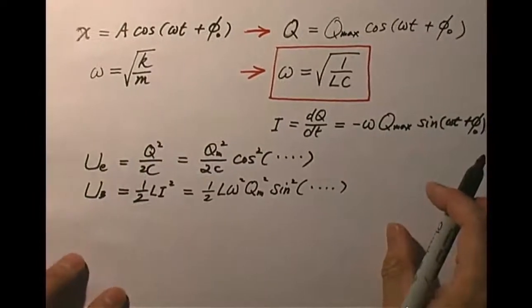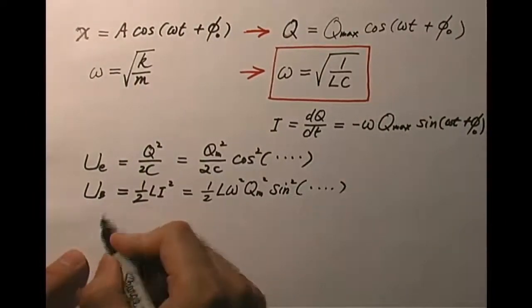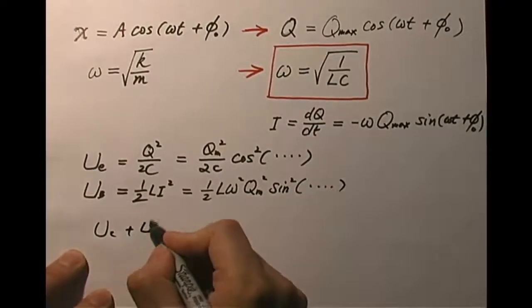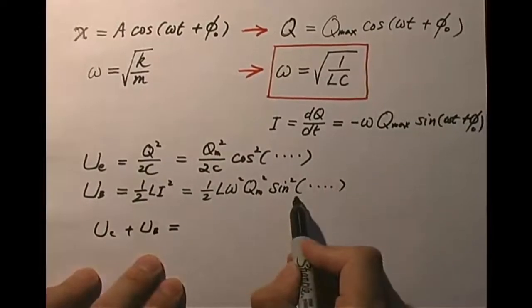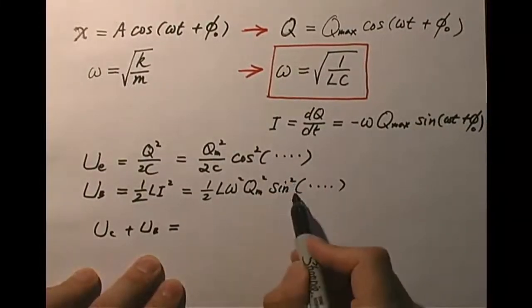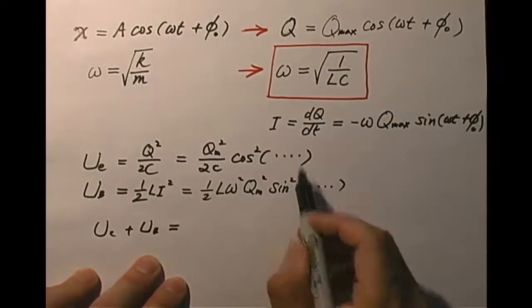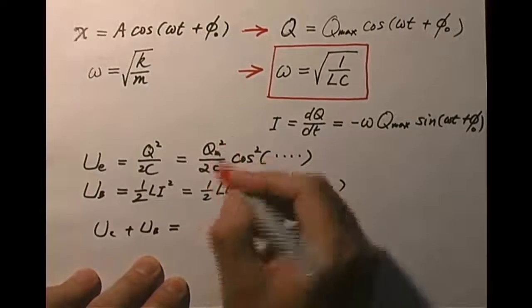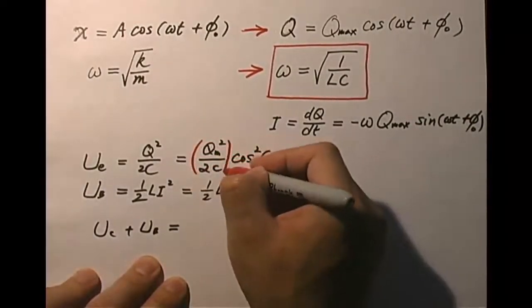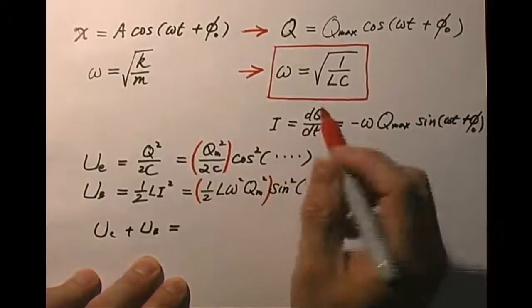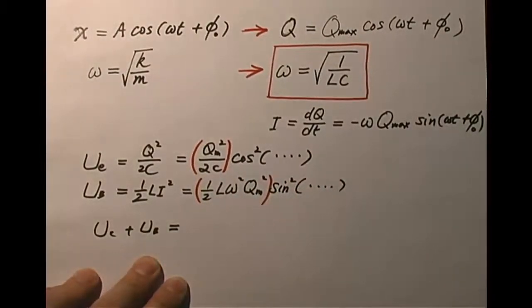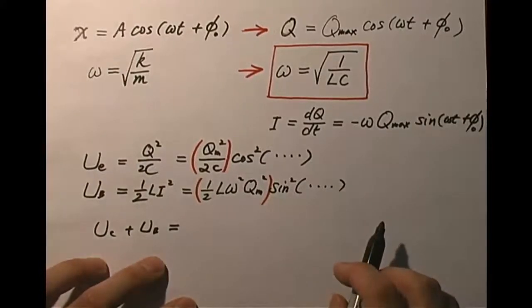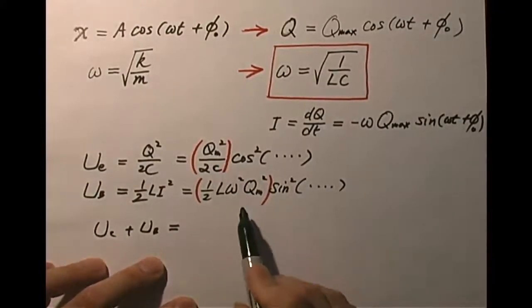Now, let me add them together. Total energy is U_E plus U_B. We expect it to be a constant. Do we get a constant? There is a sine squared function, there's a cosine squared function. Both of these change over time. The only possibility for them to add up to a constant is if this prefactor equals that prefactor. That way, I can take them out, and what's left is sine squared plus cosine squared, which of course equals 1, a constant. So conservation of energy would be true if these two prefactors are equal to each other.